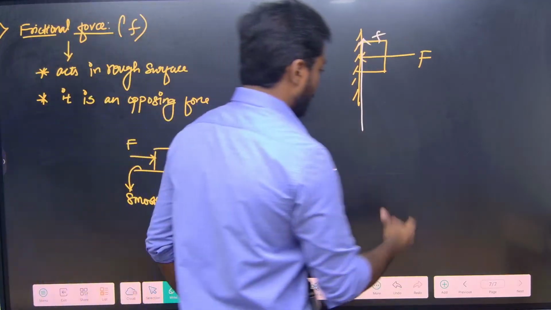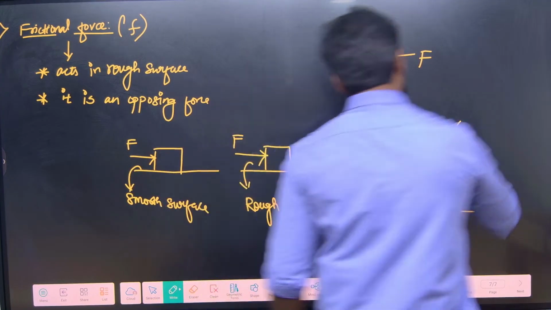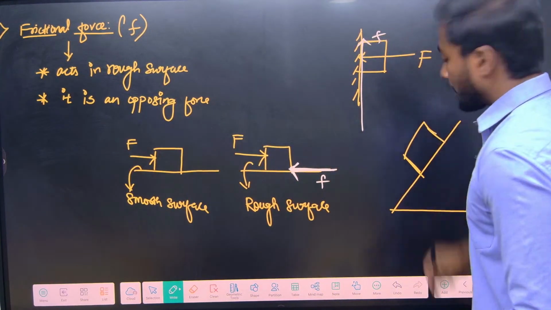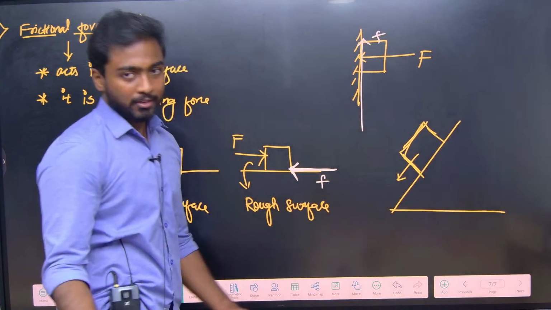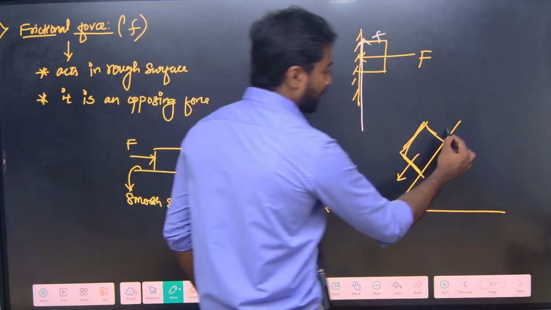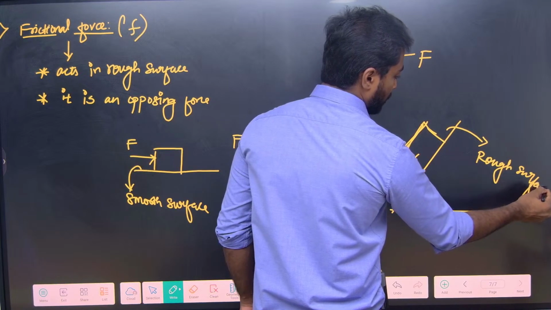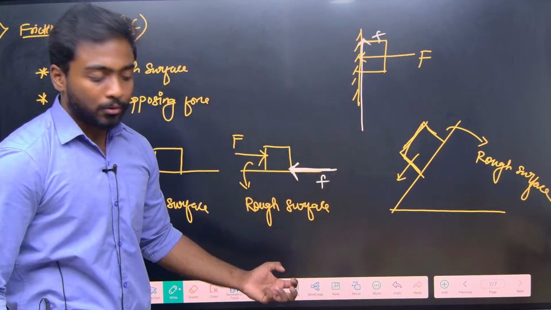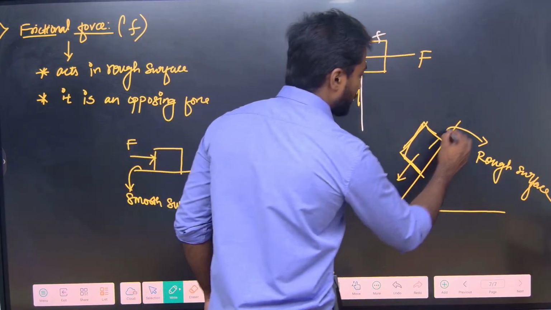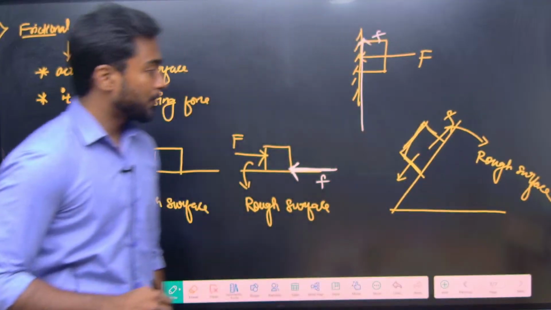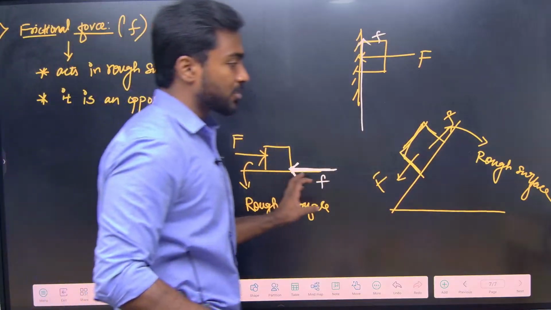Okay, now if I talk about an inclined plane, the object is coming down. Obviously the object is coming down, and consider that it's a rough surface. So if the object is coming down, I am going like this, which means the friction is opposing me. So the frictional force will be in the opposite direction, and this is my force. It's going down. Okay, this is about the frictional force.